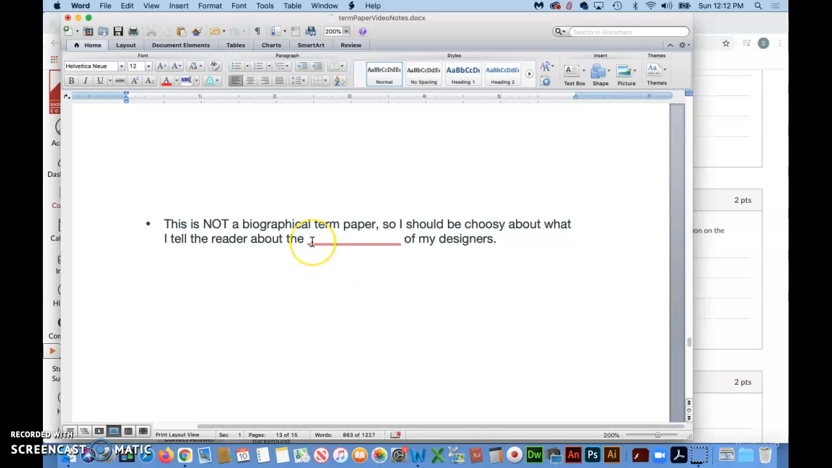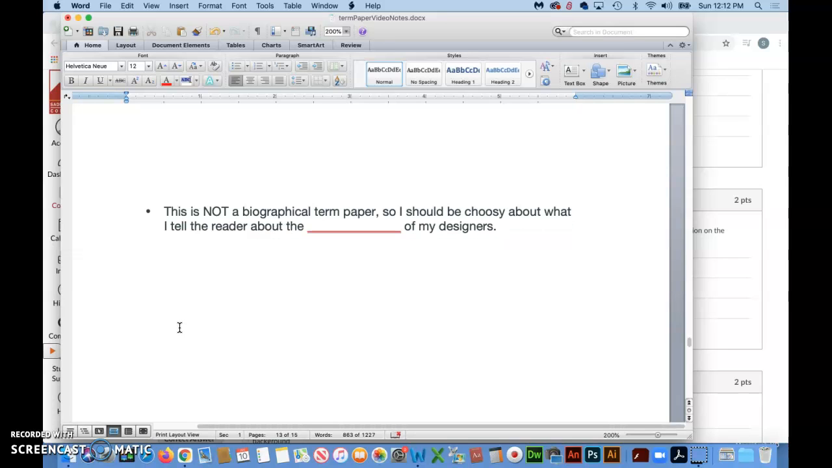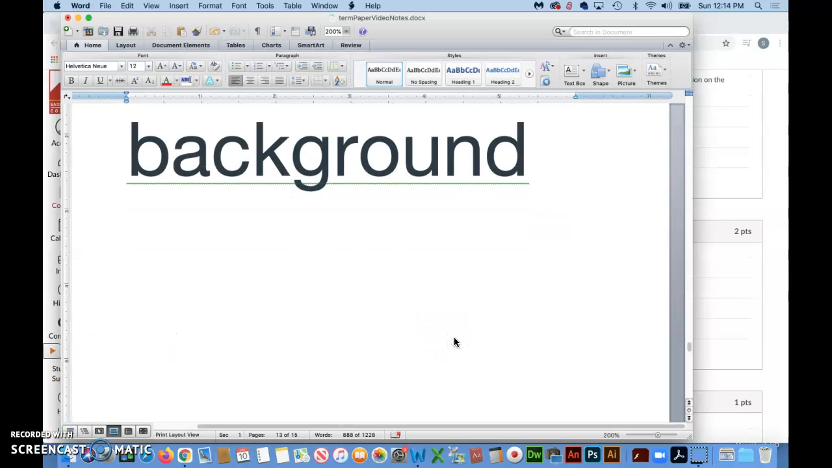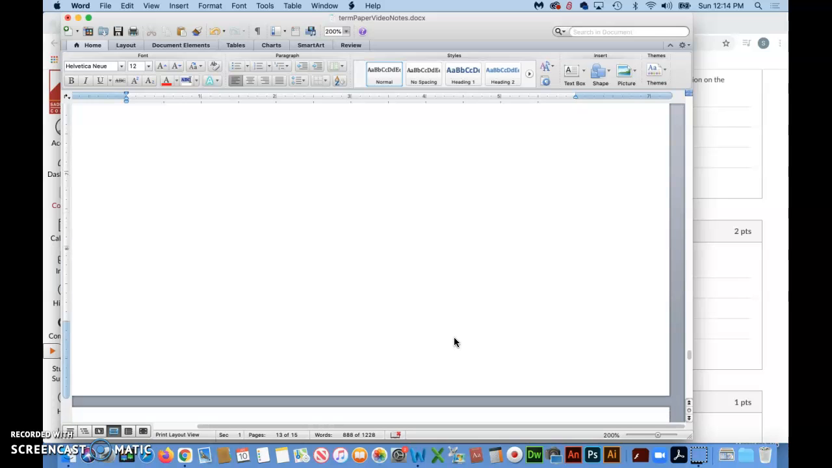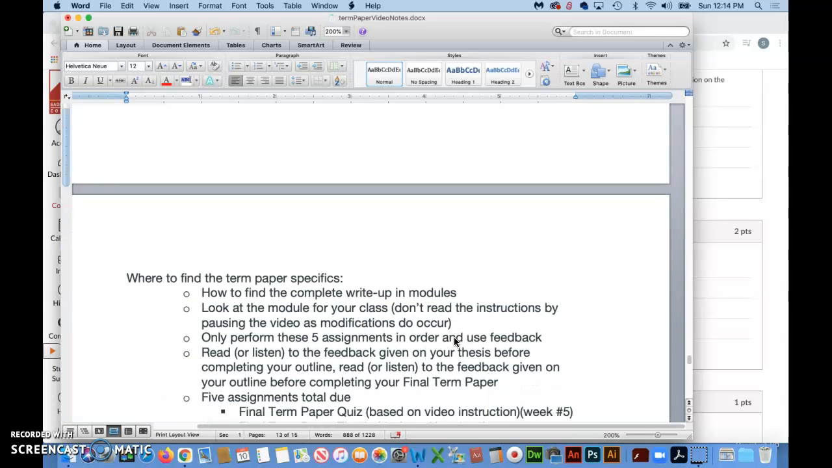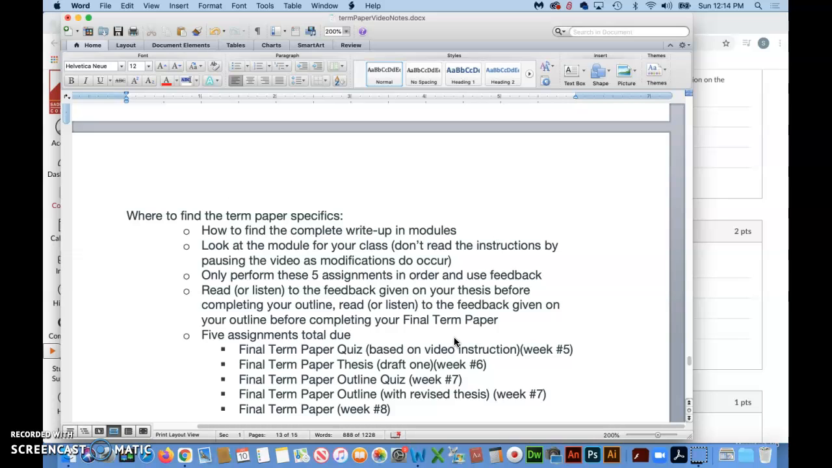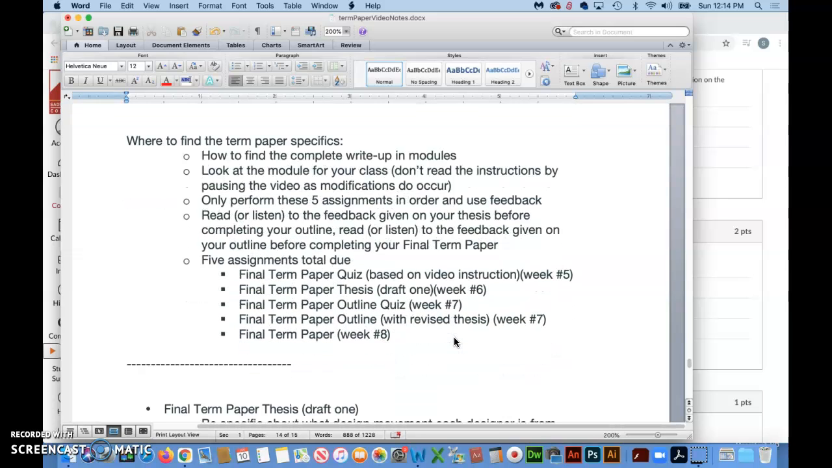This is not a biographical term paper, so I should be choosy about what I tell the reader about the designers. The answer is background. So be brief on the stuff that is not what you are trying to prove in the paper.